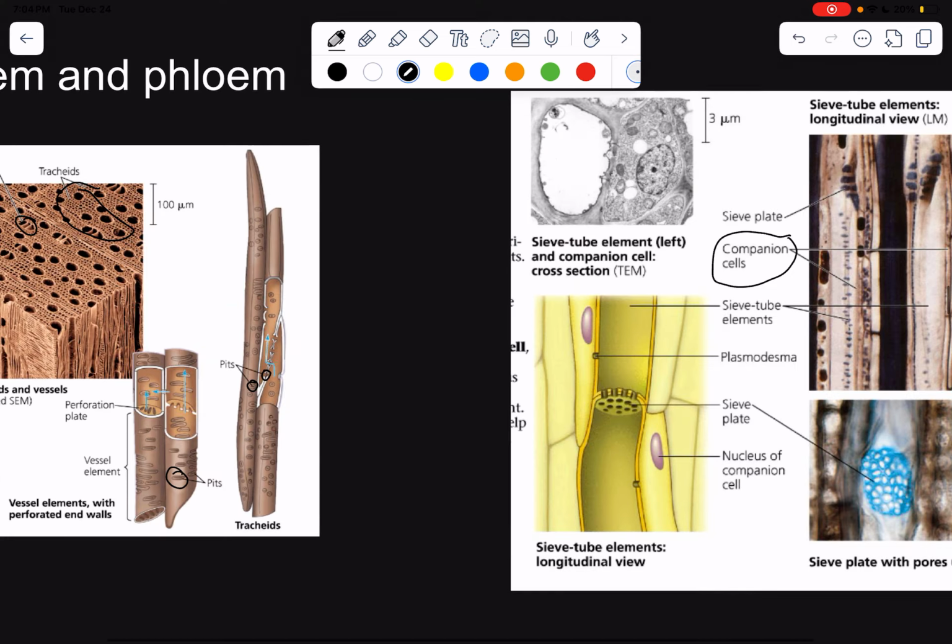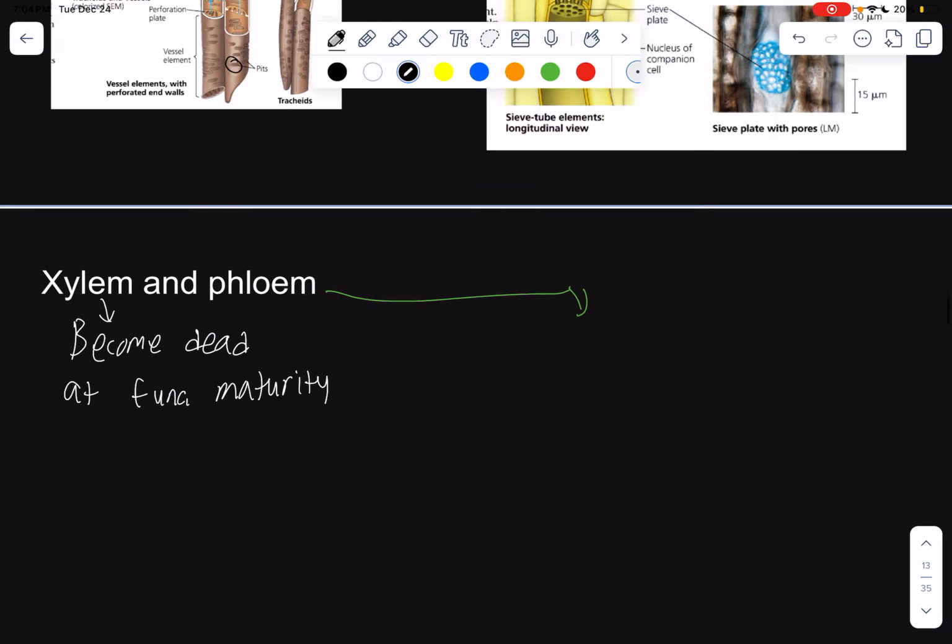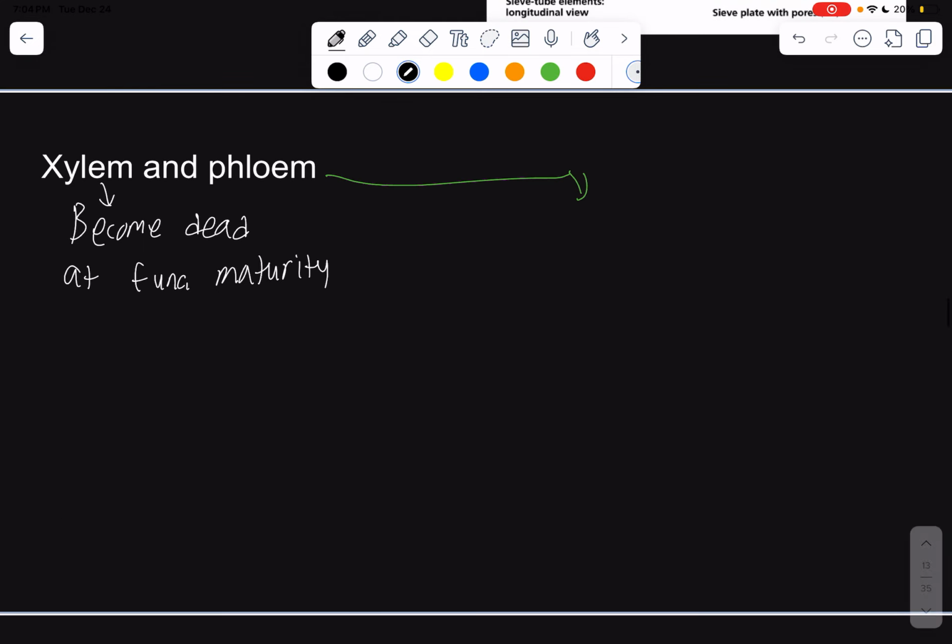Now let's discuss the phloem. The phloem, first of all, is alive at maturity. And before we go into the phloem, let's just write down tracheids.